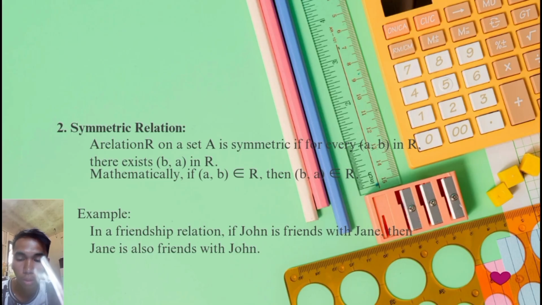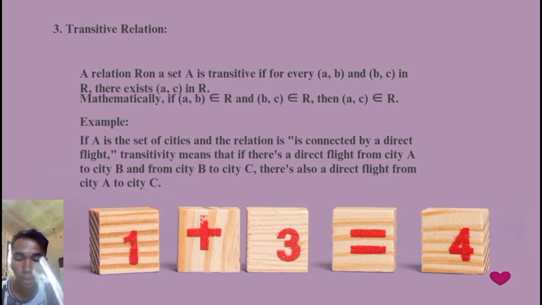Symmetric relation. If (a, b) is in R, then (b, a) is also in R. Example, if John is friends with Jane, then Jane is also friends with John. Transitive relation. If (a, b) and (b, c) are in R, then (a, c) is also in R. Example, if there's a direct flight from city A to city B and from city B to city C, there's also a direct flight from city A to city C.